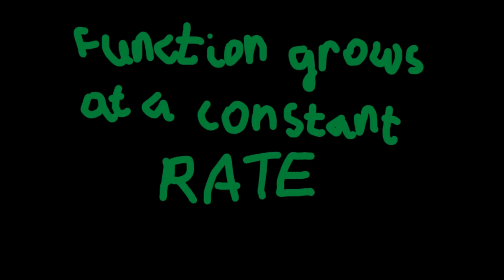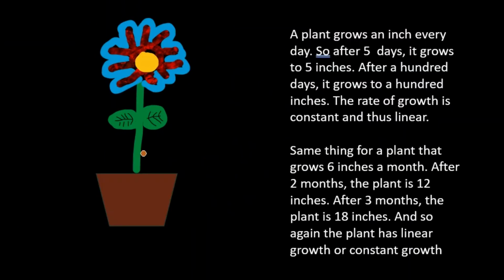So let's just look at a nice example of this. You can see this plant that I drew, very proud of it. And this plant grows an inch every single day. So after 5 days, it grows to 5 inches. After 100 days, it grows to 100 inches. The rate of growth is constant, right? It's constant, an inch every day, and therefore it is linear.